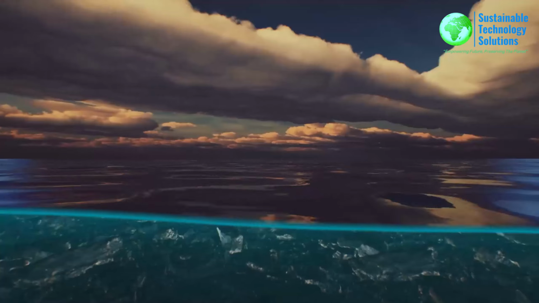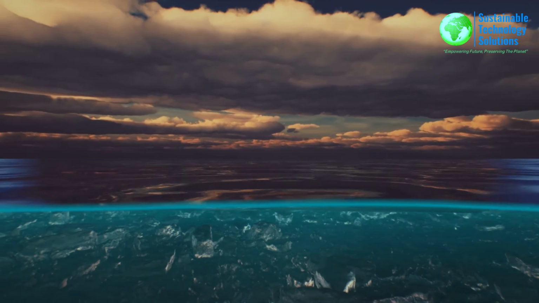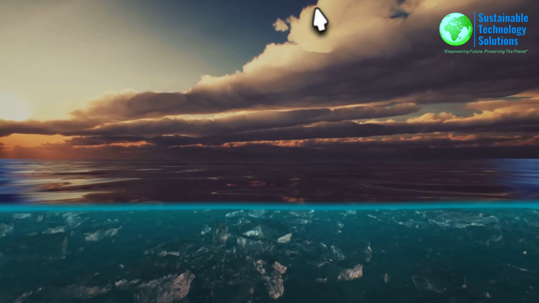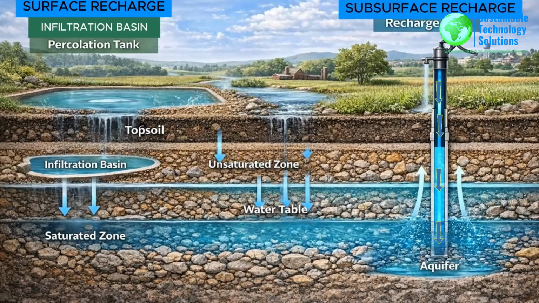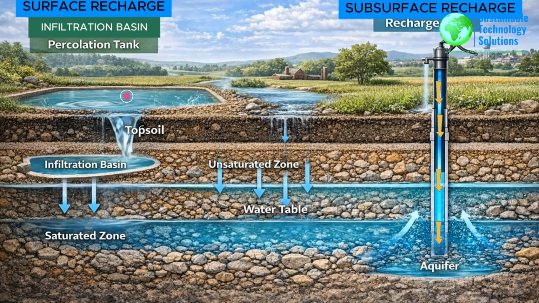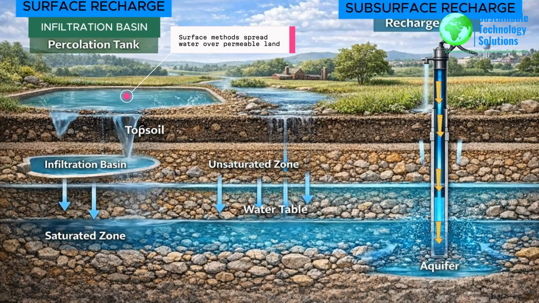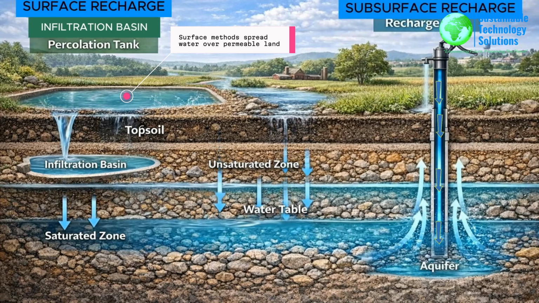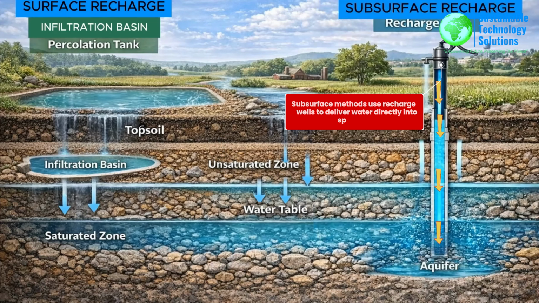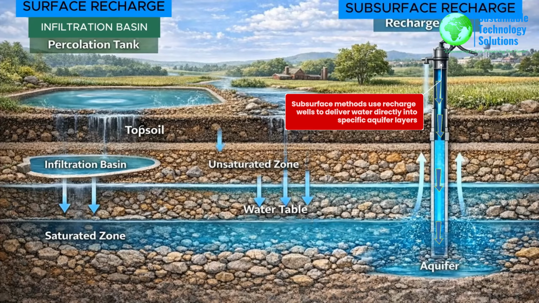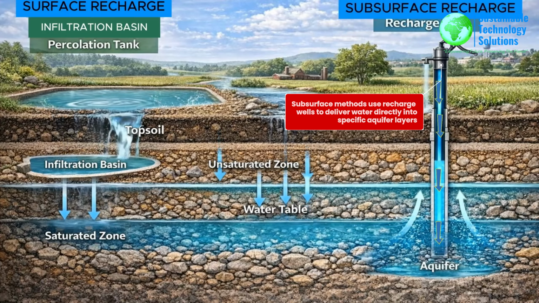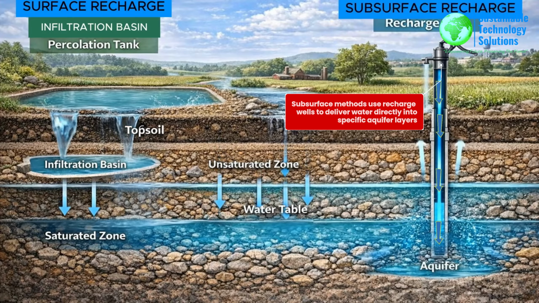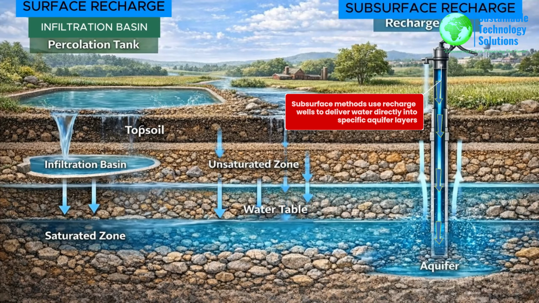Artificial recharge supplements nature through two approaches: direct surface and direct subsurface methods. Surface methods spread water over permeable land so it percolates down, using infiltration basins and percolation tanks. Subsurface methods use recharge wells to deliver water directly into specific aquifer layers. Common engineered tools include recharge wells, percolation tanks, check dams, and infiltration basins.